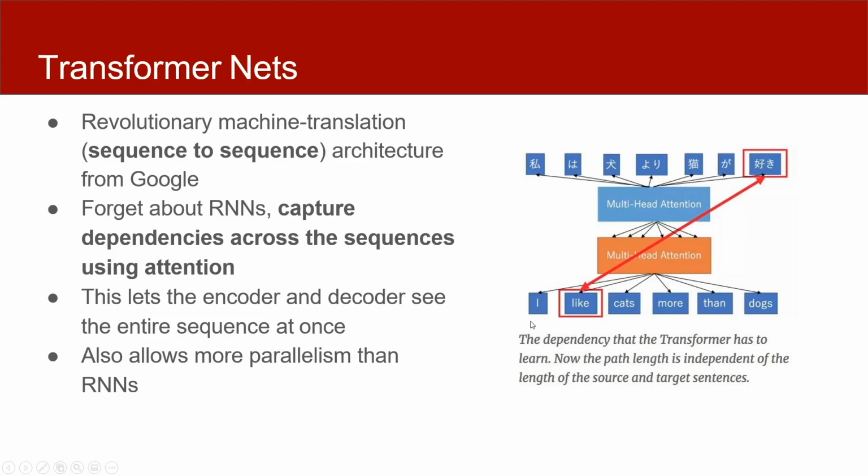And their claim is that, unlike in RNNs, the path from one word in an input sequence to one word in an output sequence is much shorter, because in an RNN we will have to run through the entire input before we generate an output. So this architecture lets the encoder and decoder see the entire sequence at once, and it also allows more parallelism than the RNNs, which we can see for obvious reasons.